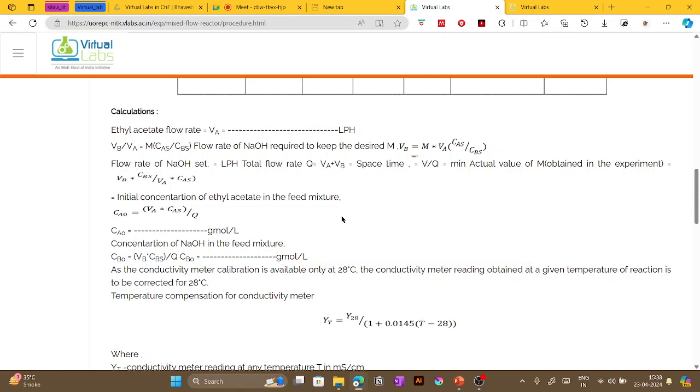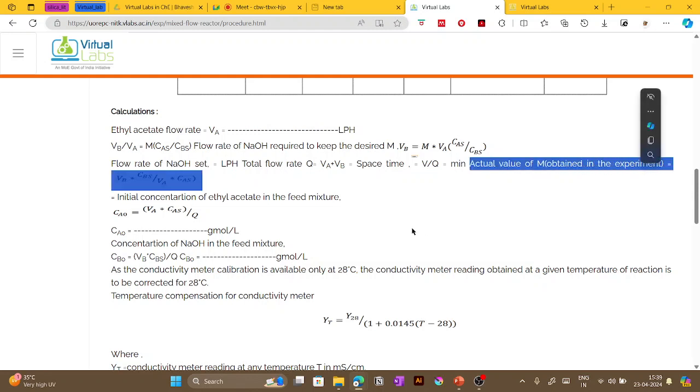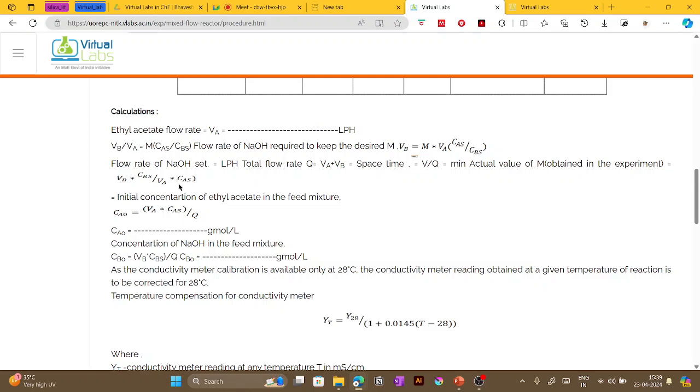So in that case, the initial molar ratio m will change. So we will calculate m again for our flow rate of A and B. That's why getting the actual value of m is calculated again here. Based on the VA and VB set from the rotameter, it will be calculated. Then, first we will calculate the initial concentration for a given flow rate, CA0 and CB0.